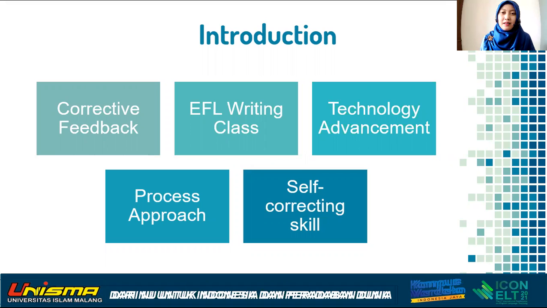The third is technology advancement. We know that nowadays everything can be done online, including corrective feedback and English learning. That's why we cannot separate technology from that process. Number 4 is the process approach. It is one of the popular approaches in writing activities, and in the steps of revising and editing, we can see corrective feedback. The last one is the awareness of self-correcting skill. This is very important for students as well as teachers when they learn English skills, including writing.